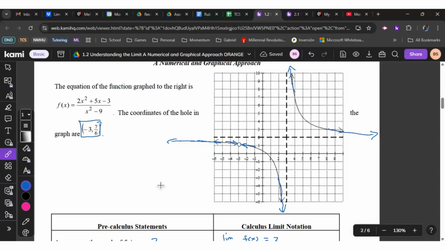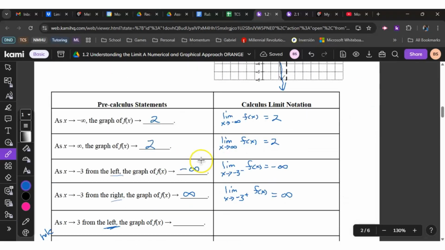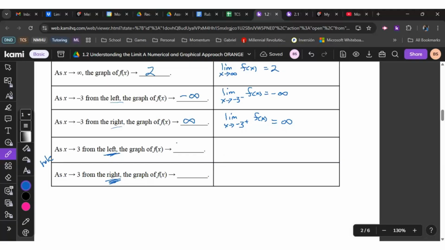Remember, it tells us, well, negative 3, but remember, obviously, guys, x is approaching negative 3, right? What is the y? That's what we're always talking about. It's not 1. It tells you. There's a 6 in it. 7 sixths, right? Tells us right here that the coordinates of the hole are negative 3 and 7 sixths. All right, so we got that 7 sixths.